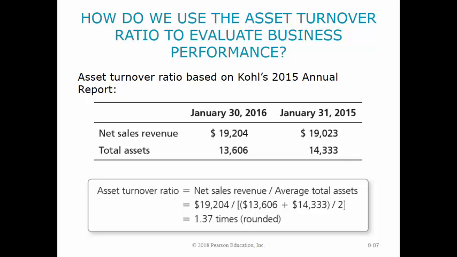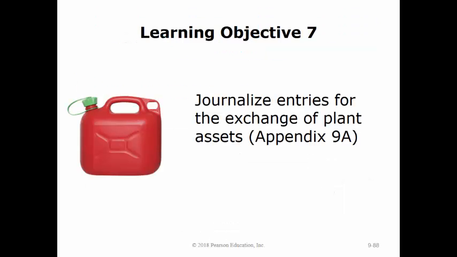Kohl's should evaluate ways to improve its efficiency and increase its asset turnover ratio, such as increasing net sales revenue or decreasing average total assets. In the last section, we will learn how to journalize entries for the exchange of plant assets.